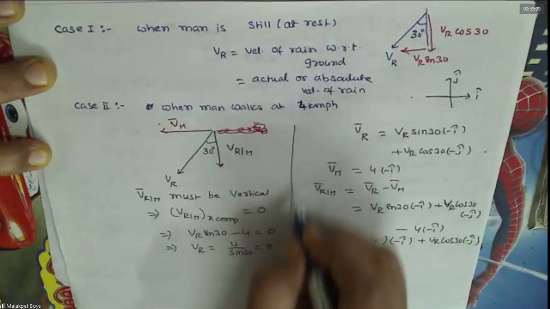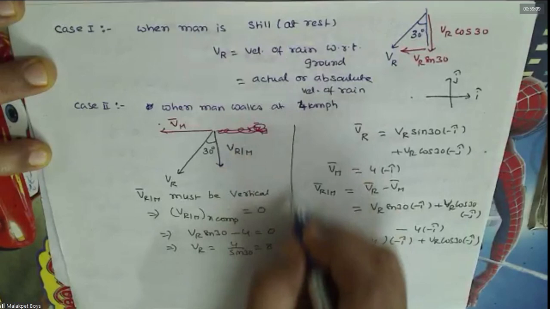I didn't understand what you did with that. What did I do, man? I wrote the velocity of rain, I wrote this. Then the third step, velocity of man, I wrote. I substituted these values. I had taken minus i cap common minus j. What is the result? Shall I turn the page?